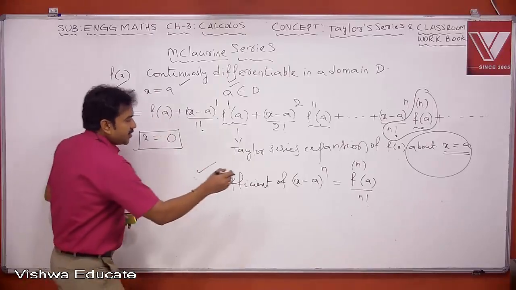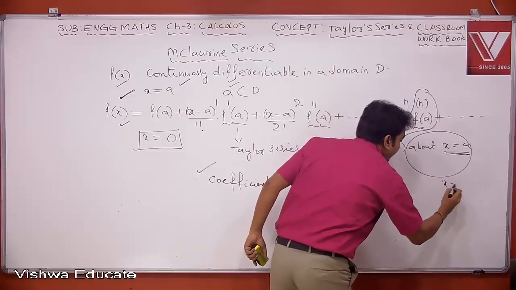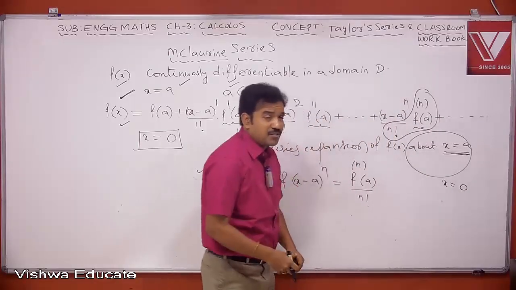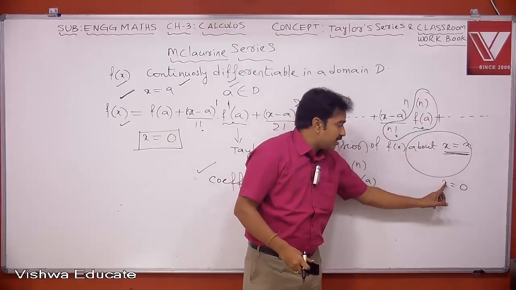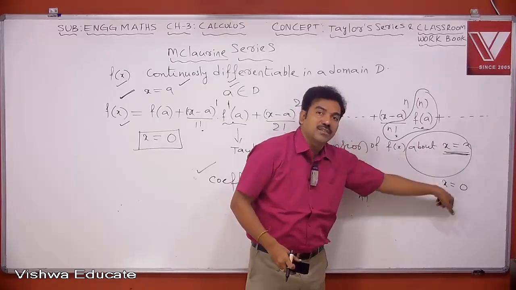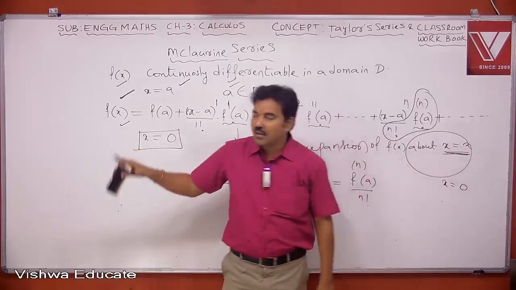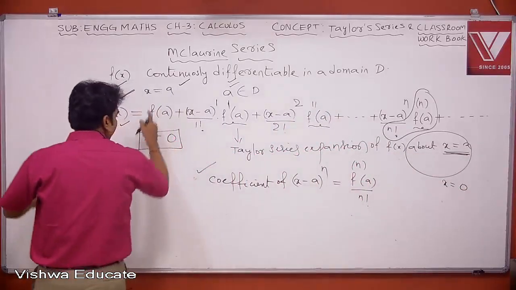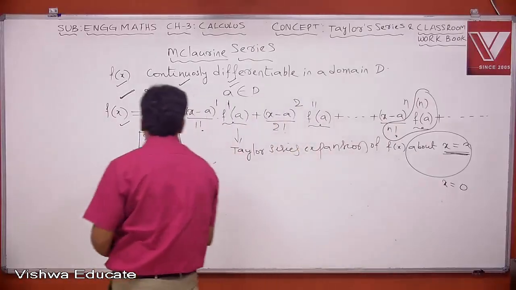That means this is the Taylor series expansion of f of x about x equal to a. Now take the a value as 0. We are discussing the Taylor series expansion about x equal to 0. Got it? So that means a is replaced by 0. Therefore, let us see how this series expansion becomes.